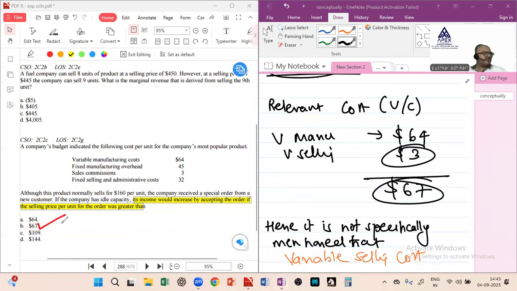$67, and that's your answer. What is the relevant cost? $67, and that's your answer. I hope everybody is able to understand this.